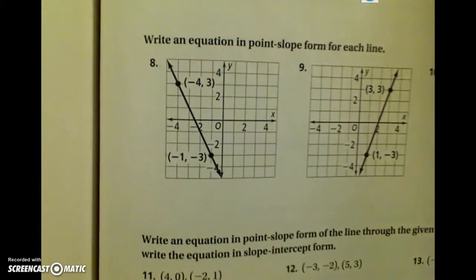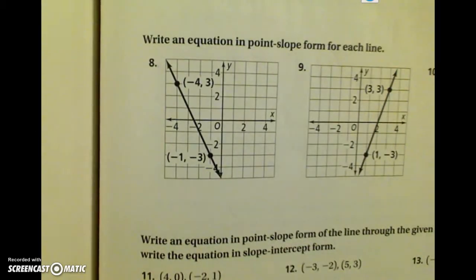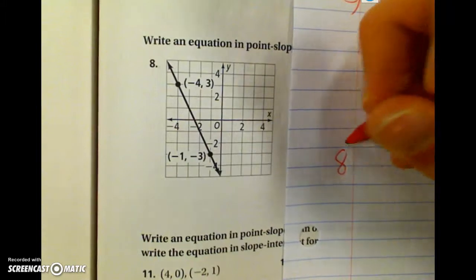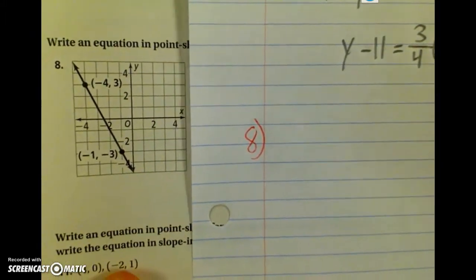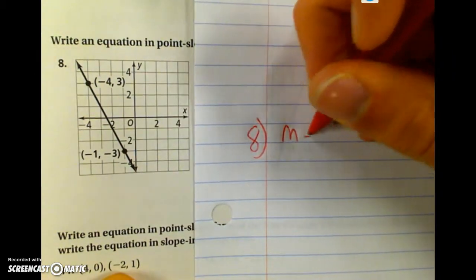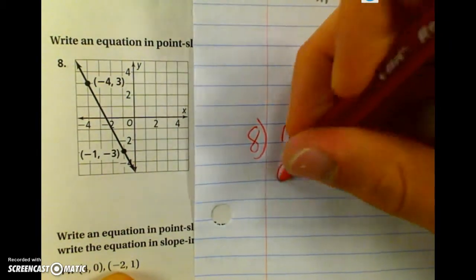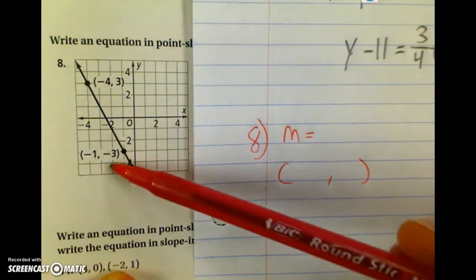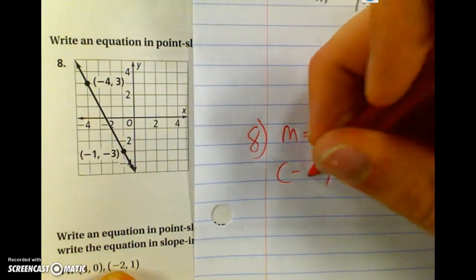So now for number 8. We've seen this type of question before. It's asking us to write an equation in point slope form for each line. We've seen this for y equals mx plus b. First off, let's think about our point slope. We know that we are going to need to know a slope value, and we're going to need to know at least one coordinate. From our coordinate points, it doesn't matter which one. I'm just going to choose this negative 1, negative 3.